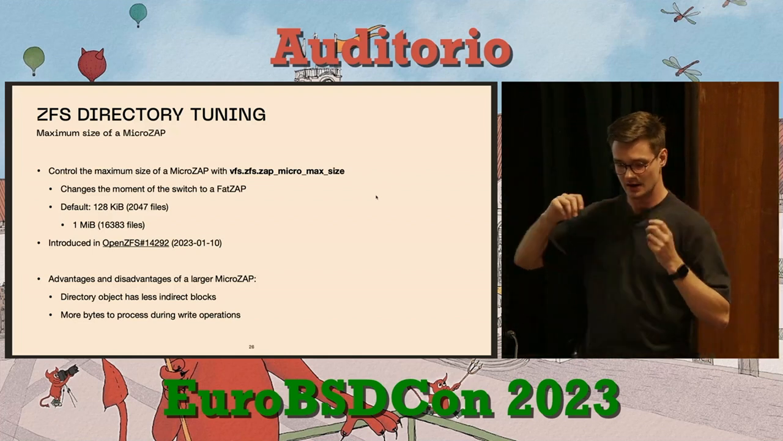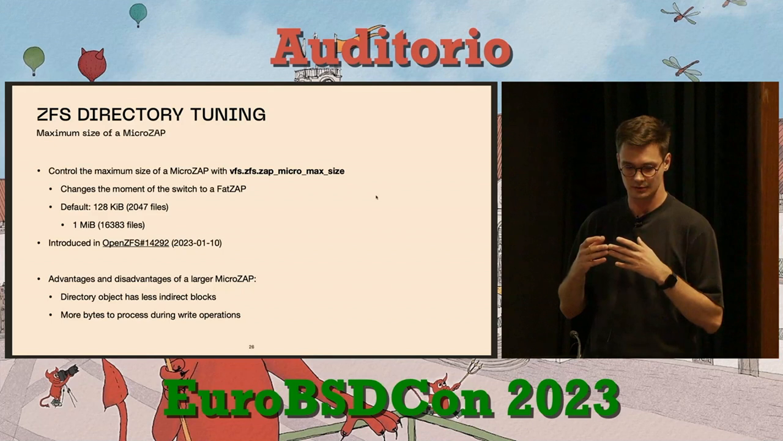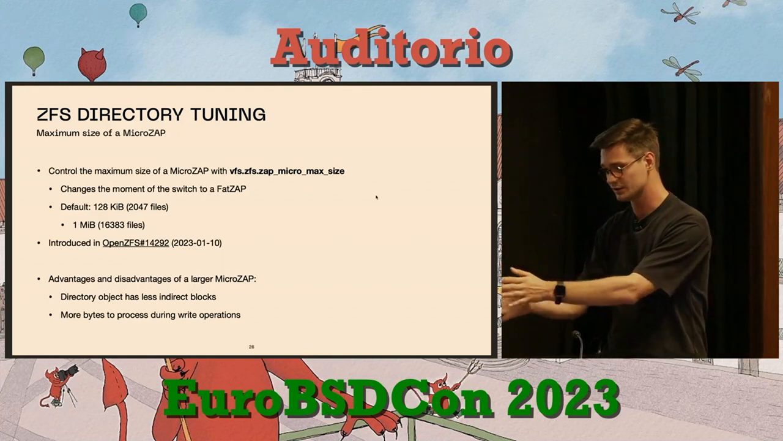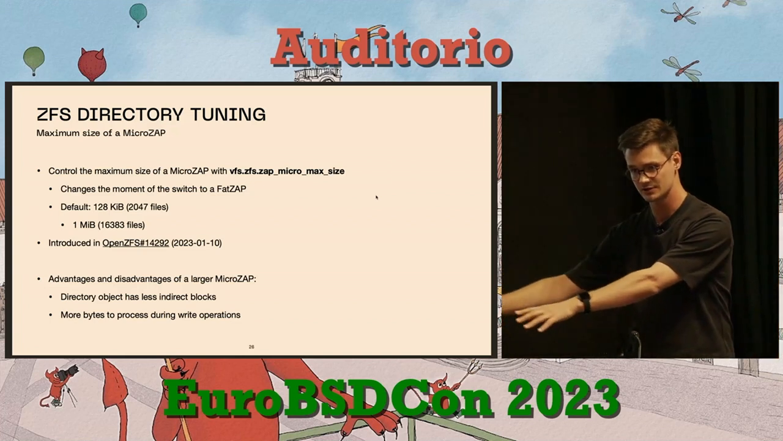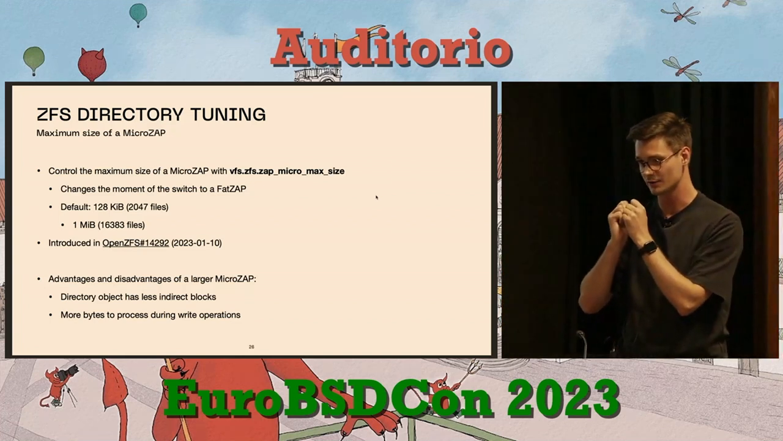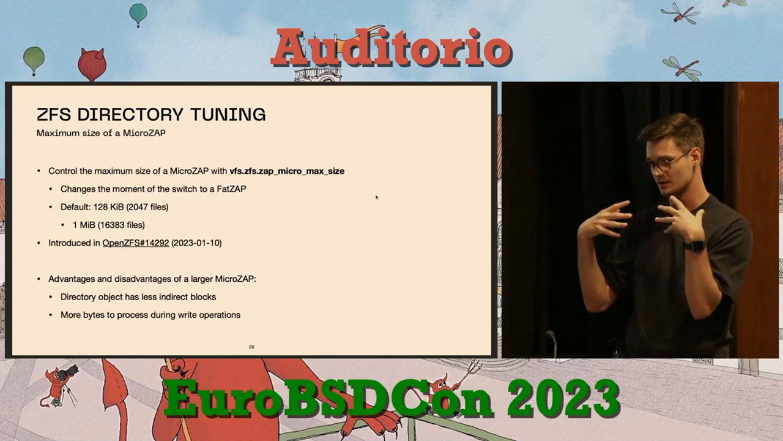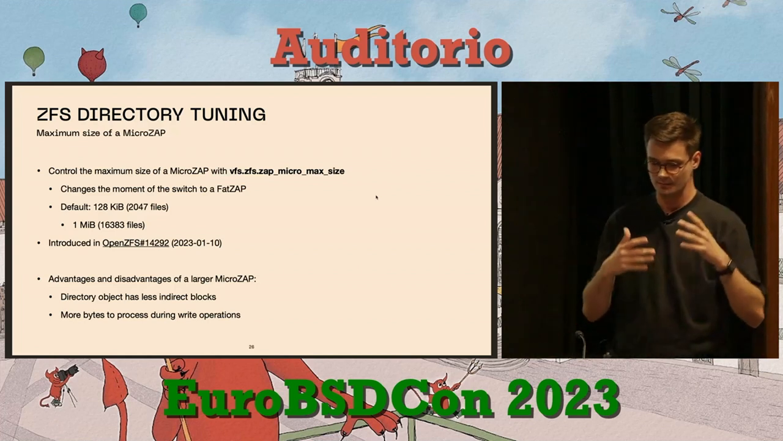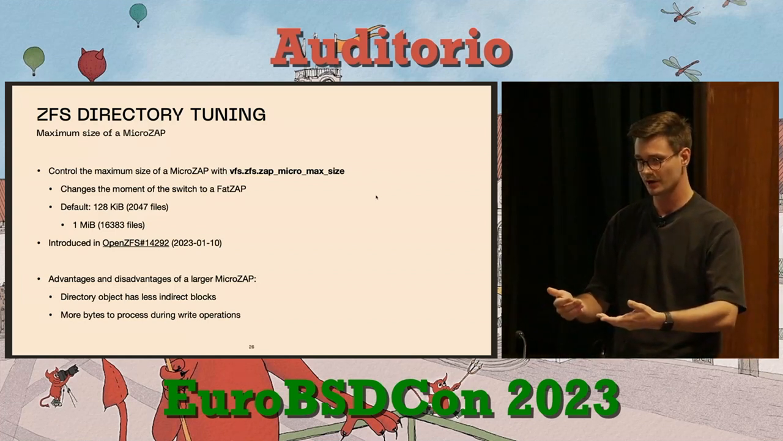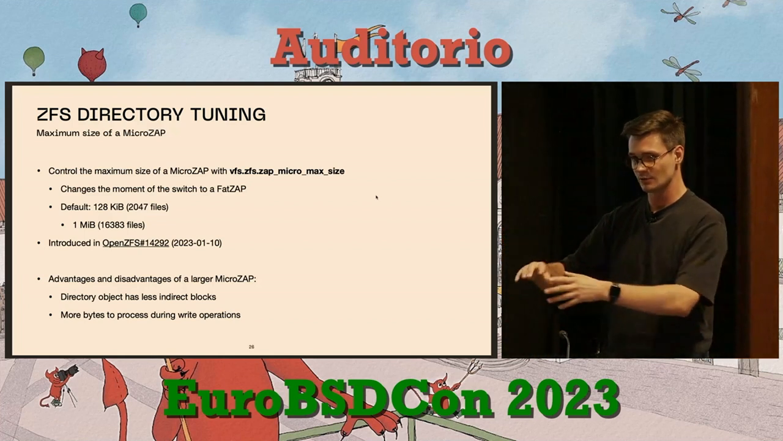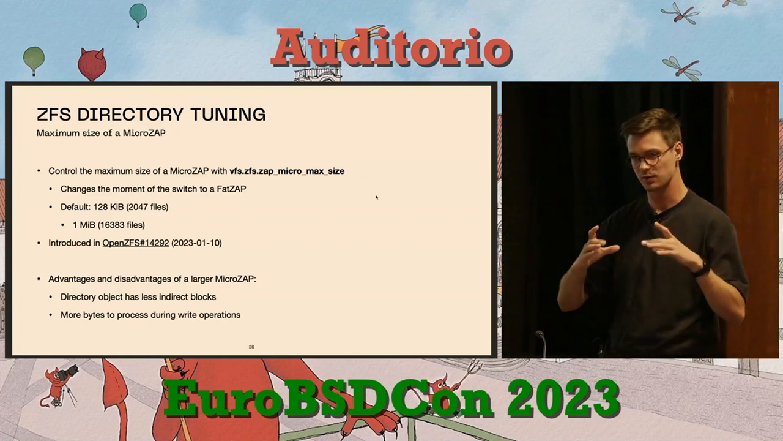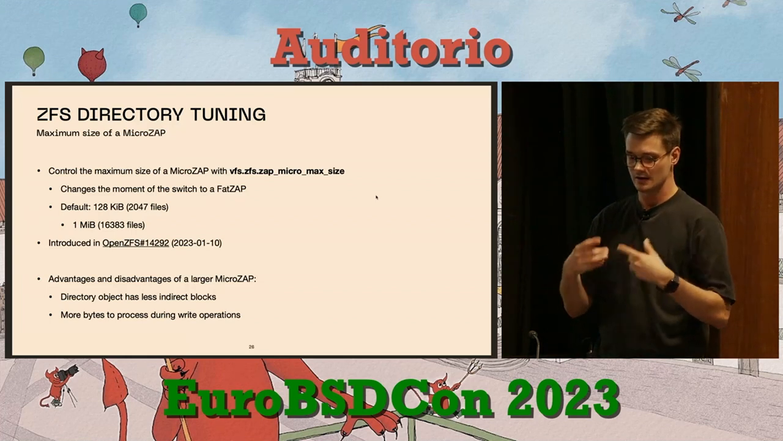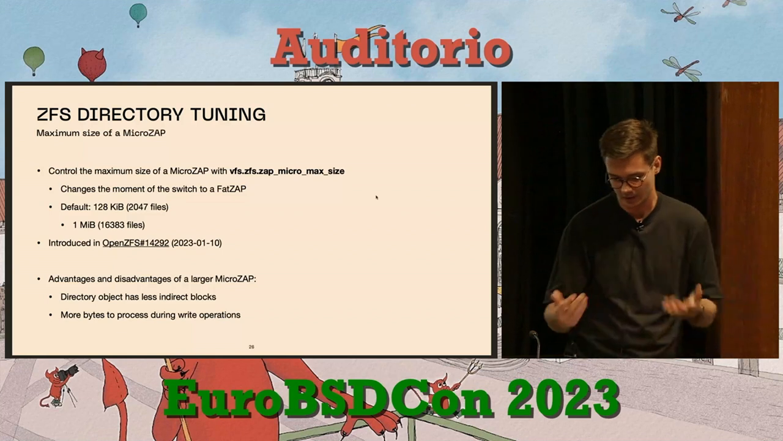When it's larger, the directory object has fewer indirect blocks, right? So when you're reading, you don't have to read this whole tree of fatzaps. You just fetch this one block and you're good, because now you know the whole structure of a directory. On the other hand, when you are writing to a directory, you no longer update smaller blocks. You update this one huge block. So if you write to your directory often, this can lead to an overhead. There are always trade-offs.